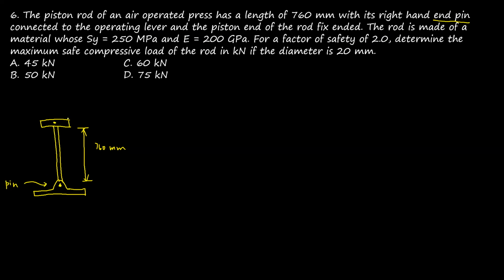Yan. Tapos, ang sabi, and the piston end of the rod. So ito yung piston end is fixed-ended. So sabihin natin fixed yan. Kunyari nakahinang. So this is fixed. So the scenario here is a fixed end and a pin end. So the other end is a fixed end. So this is the rod. This is the piston. And this is the rod. And of course, ang sabi, the diameter is 20 mm.